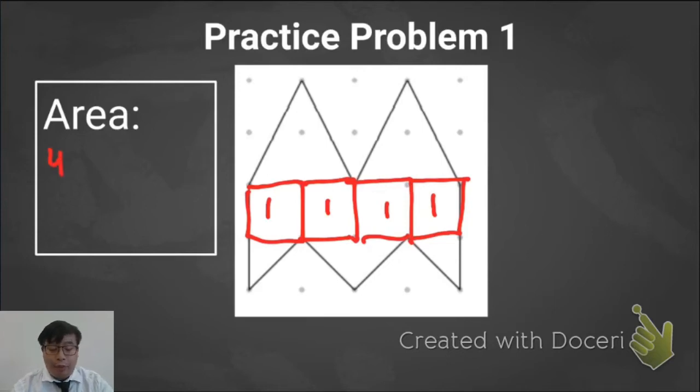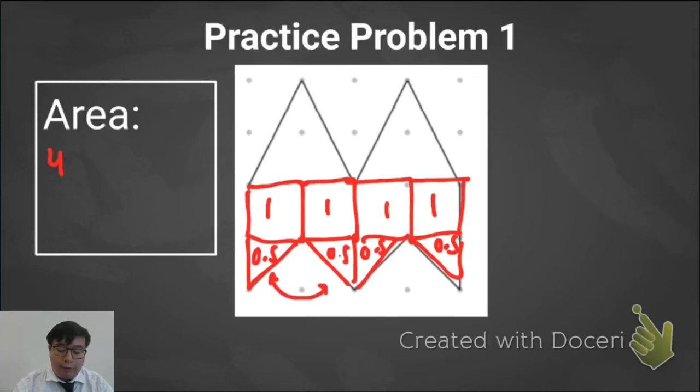Let's break this down even more. On the bottom, I see these 0.5 triangles, another half triangle, this 0.5 triangle, and 0.5. So adding up all these half triangles, I know that 2 halves make a whole. So these bottom triangles are giving me an area of 2.